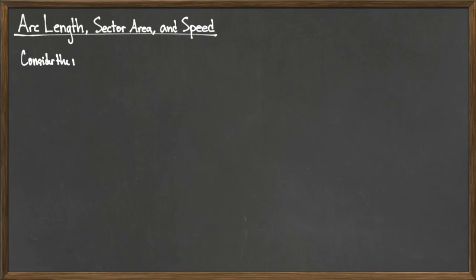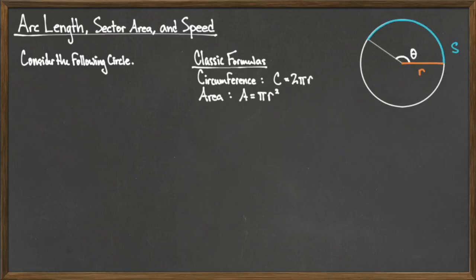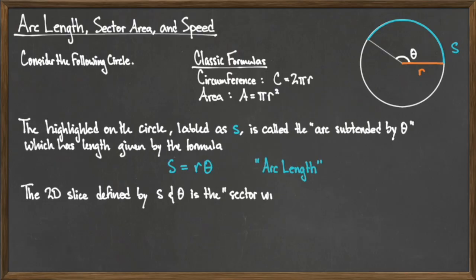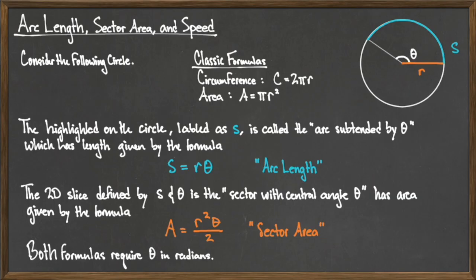In the context of applied problems, we have concepts like arc length, sector area, and speed. Recall that if I have a circle with a known radius r, I can compute its circumference, which is C equals 2 pi r, and its area, which is pi r squared. Now suppose that I have some angle theta inscribed into the circle with a terminal side. Next, I'm going to highlight that portion of the circle which is being captured by that arc created by theta. The length of s is known as the arc subtended by theta. And the length of this curve s can be given by the formula s equals r times theta. This is known as arc length.